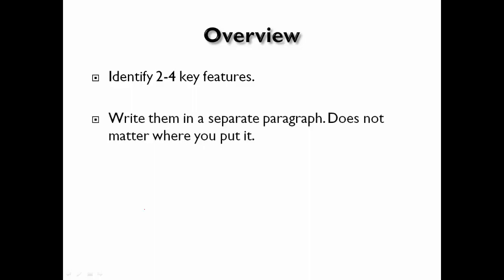So you need to identify 2 to 4 of the key features from the graph, the pie chart, whatever it is. Could be 2 key features, could be 3, could be 4. You need to write them in a separate paragraph, and it does not matter where you put it. So it doesn't matter if it's paragraph 2 or paragraph 4. It doesn't matter. The most important thing is it is separate. And it should be 2 sentences only.